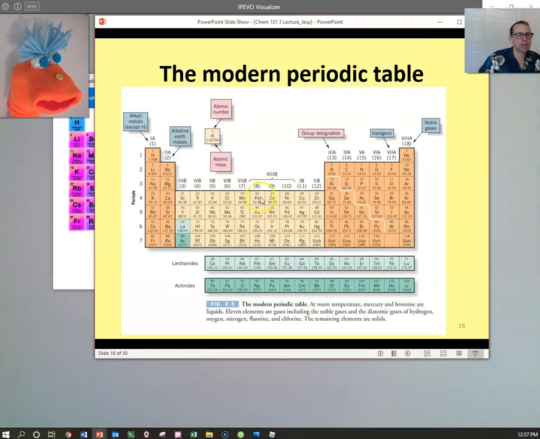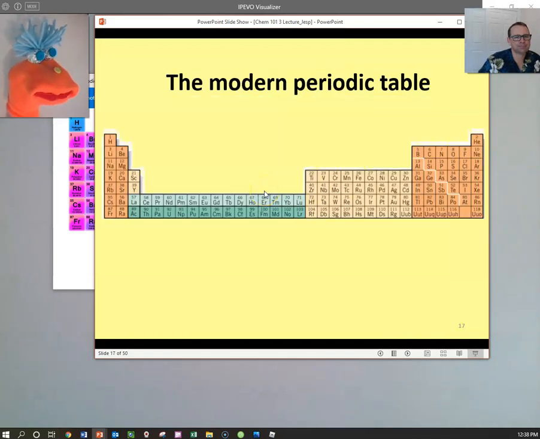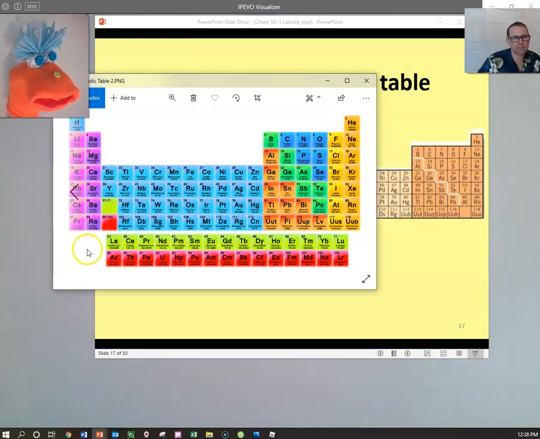Let's see. And here is our periodic table, our alkali metals again, alkaline earths, our halogens over here, and our noble gases. Okay? And again, this staircase, do you remember what that staircase does? It separates the metals from the nonmetals. The metals are on the left and the nonmetals are on the right. Very good. Excellent job.